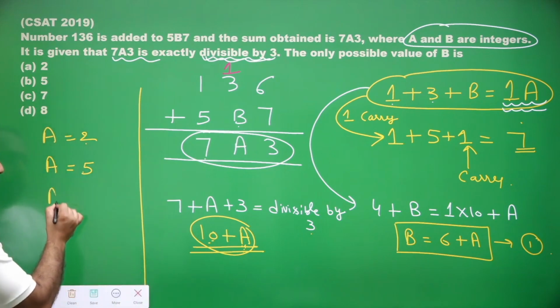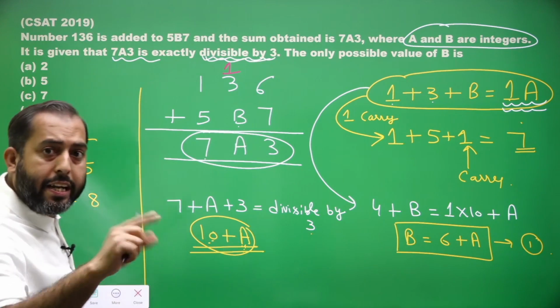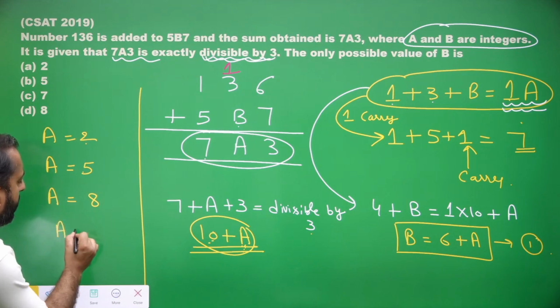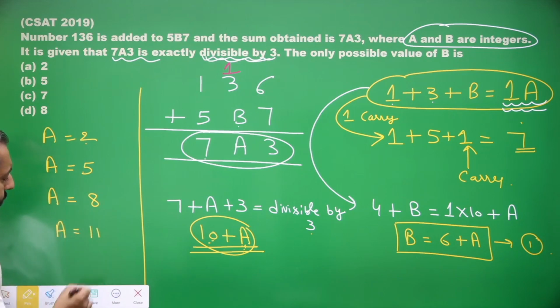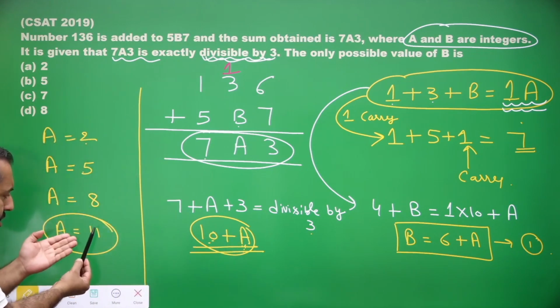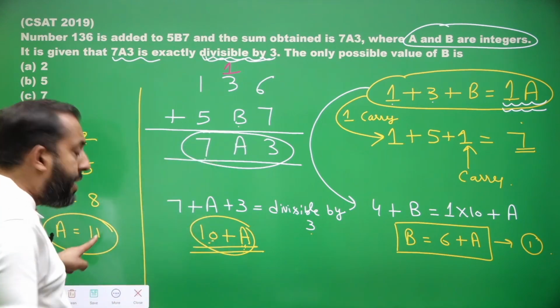Then the next value that a can take is 8, because 10 plus 8 is 18 and 18 is divisible by 3. Now, you cannot say, sir, put a equal to 11, because 10 plus a, which is 10 plus 11, is 21. Sir, 21 is divisible by 3. Hence, a can take 11 as a value.